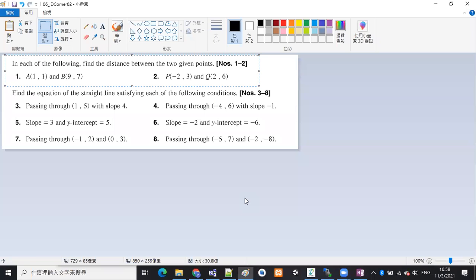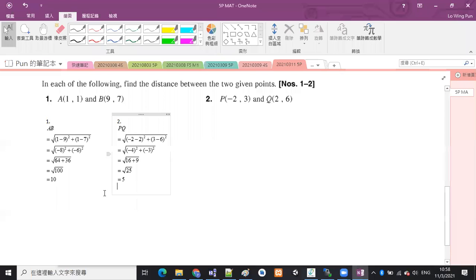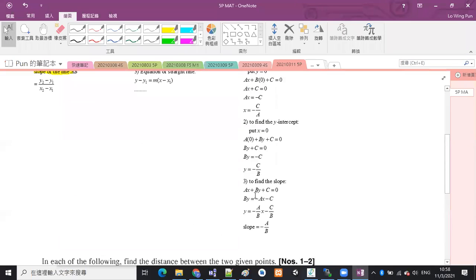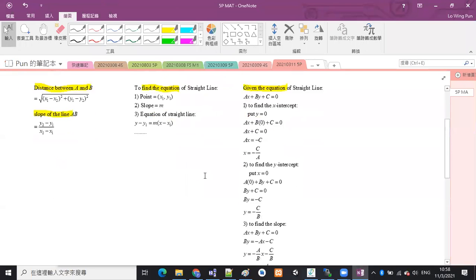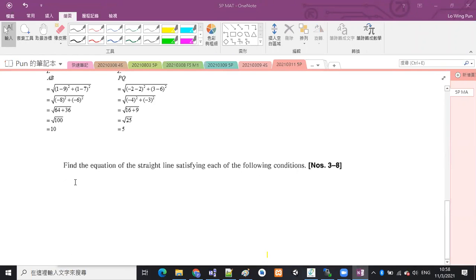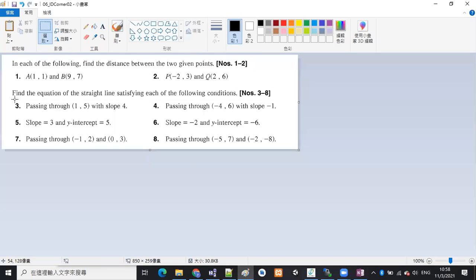好，跟住第3、4、5、6、7、8。就係 find the equation of the straight line satisfying the following conditions。全部都係 find the equation of straight lines。OK，好啦，find equation of straight line 嘅話，無論佢俾咩你都好，我哋都會翻返去呢度喎。Point, slope, and then equation. The first step 1 is point. Step 2 is slope. Step 3 is equation.